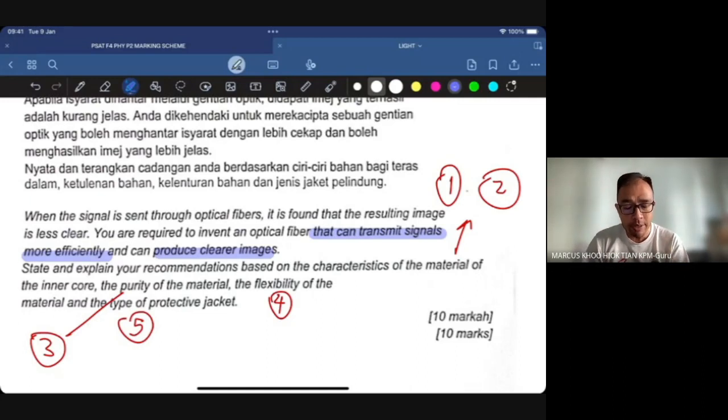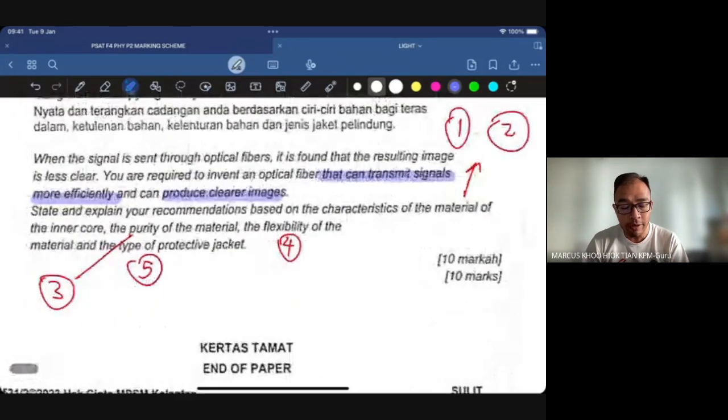Explain the design based on the characteristics of the material of the inner core, the purity of the material, the flexibility of the material, and the type of protective jacket. Again, there are 4 characteristics given. You need to find 5 because this is question number 11. So I am going to put 2 points for the characteristics of material, point 1 and point 2. Point number 3 is the purity of the material. Point number 4 is the flexibility. And point number 5 is the type of protective jacket.